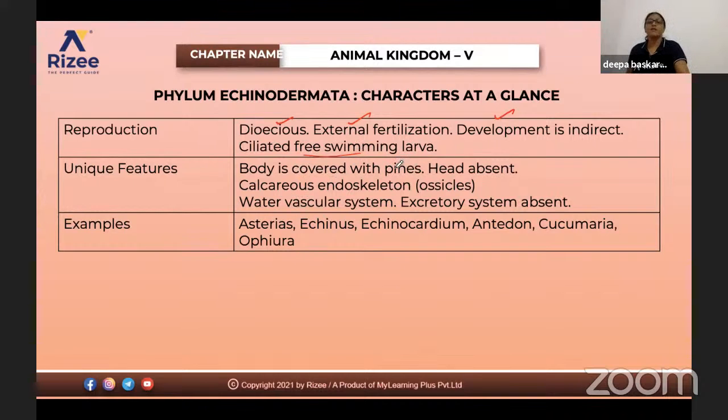Unique features are a hard, shiny outer covering. Head is absent and there is a calcareous endoskeleton and water vascular system. Excretory system is absent. And other examples are Asterias, Echinus, Echinocardium, Antedon, Cucumaria, and Ophiura. For all these, you should learn the common names also.